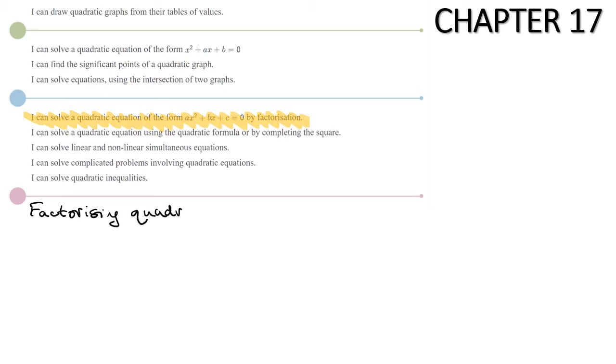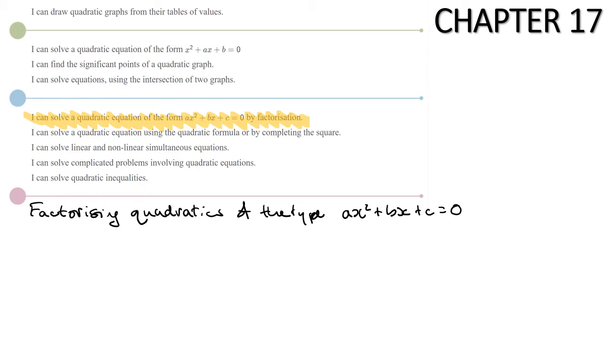factorising quadratics of the type ax squared plus bx plus c equals 0. Okay, so this is where you've got a number in front of x squared. So it's not just x squared. It could be 2x squared, it could be 3x squared, it could be 4x squared. So what we're going to do is look at how we factorise those types of quadratics.